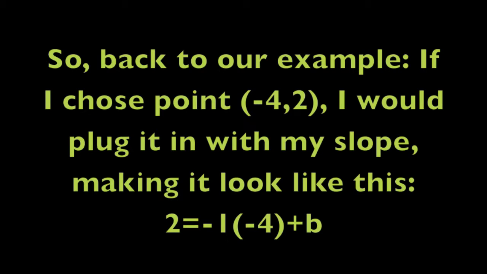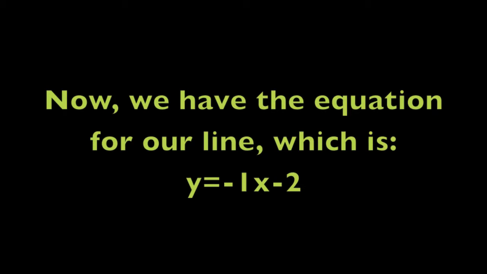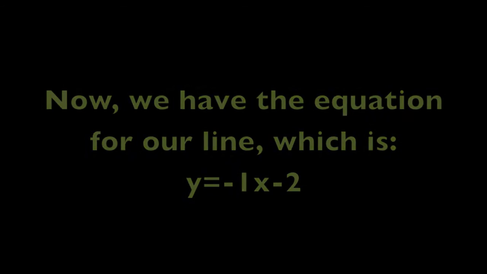For example, if I chose the point (-4, 2), I would plug in with my slope, making it look like 2 equals -1 times -4 plus b. Then we just solve, and in our example, b equals -2. So the equation of our line is y equals -1x minus 2.